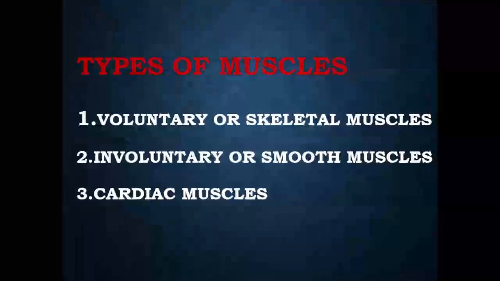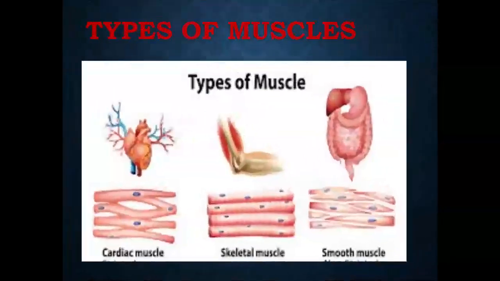Children, there are three types of muscles: voluntary or skeletal muscles, involuntary or smooth muscles, and cardiac muscles. So, we will discuss each and every muscle in detail. So, let us just start with voluntary muscle. Before that, just look at the picture of the different types of muscles. You can easily see how they look: the cardiac muscle, skeletal muscle, and smooth muscles.